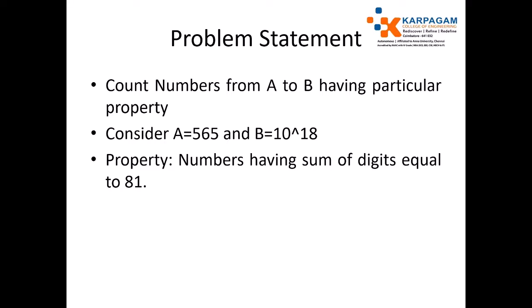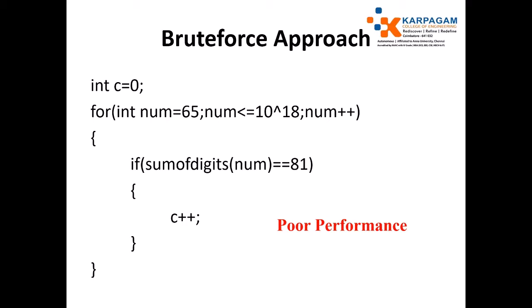That is the problem statement. We can solve this problem by using the brute force approach. This is the logic. Initially we set count as 0 and we iterate from the starting value to 10 to the power 18, incrementing the counter, and we use logic to find the sum of digits by passing the number and checking whether it is equal to 81. If it is equal to 81, just increment the counter by 1. Absolutely, this function incurs poor performance for a large number. So we need to use some other approach to solve this problem.